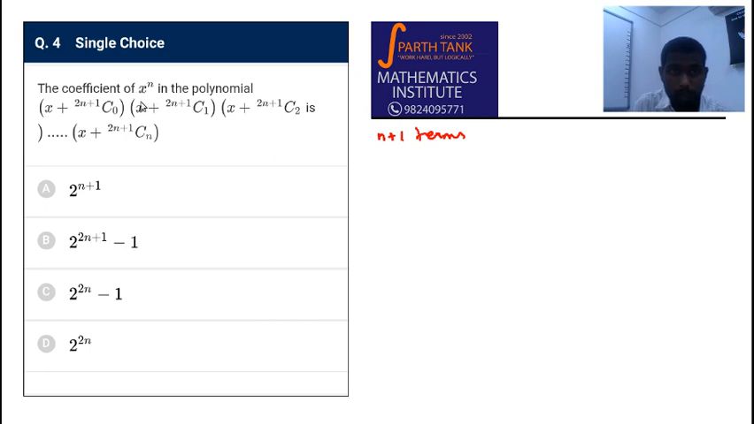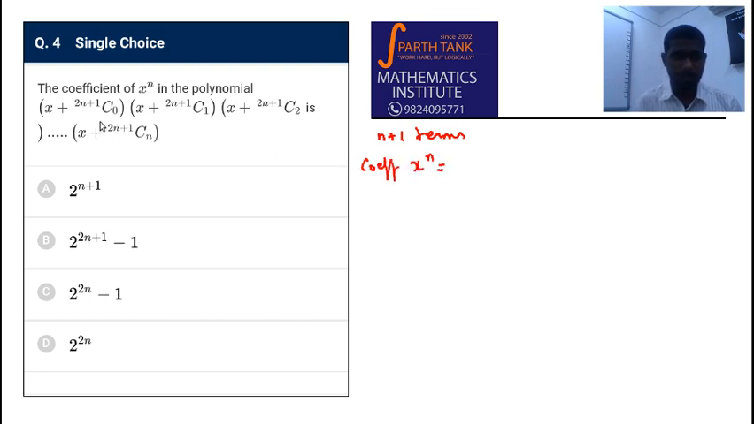Now if you need the coefficient of x to the power n, what does it mean? You should multiply x in n of these brackets, and the constant term in the last bracket. For example, to get x to the power n, you can multiply x into x into x in all the brackets and then plus this. Or you can multiply x into this x and skip this x here, multiply this number, and then with all the other x's you will get x power n.